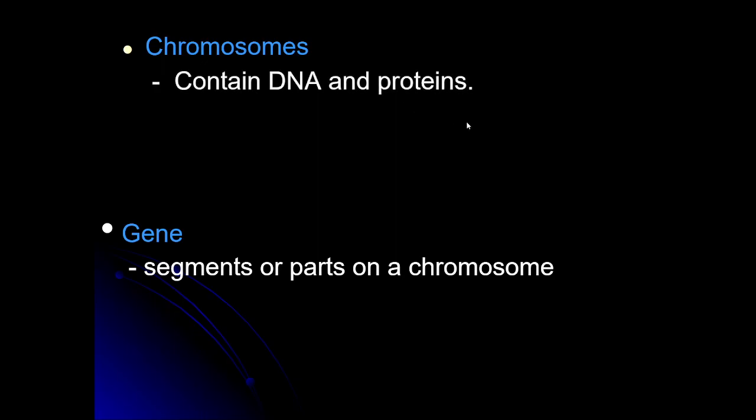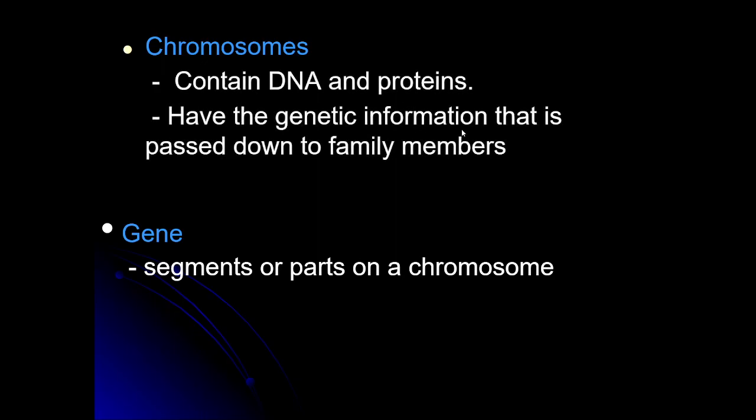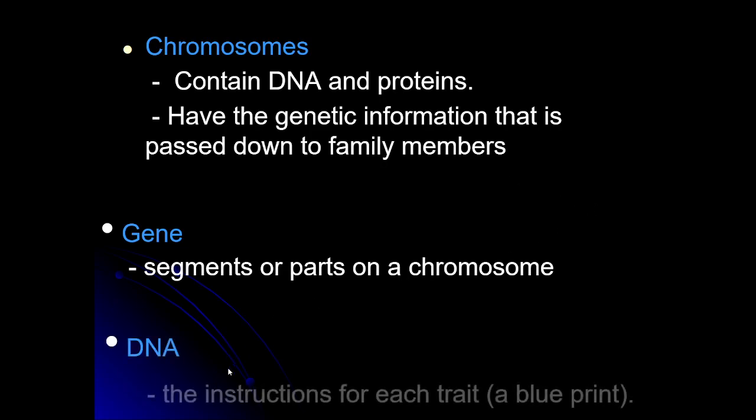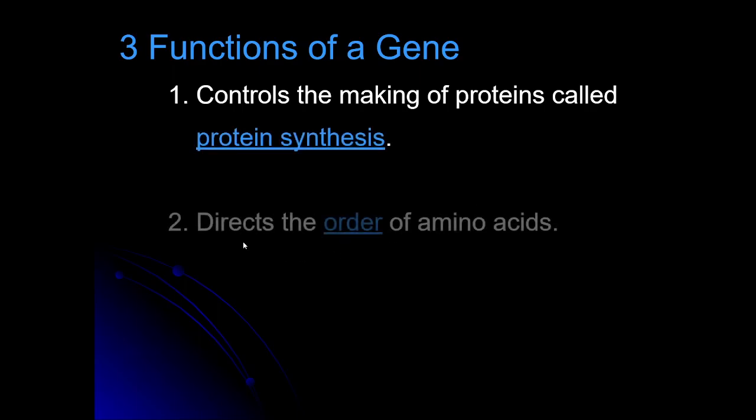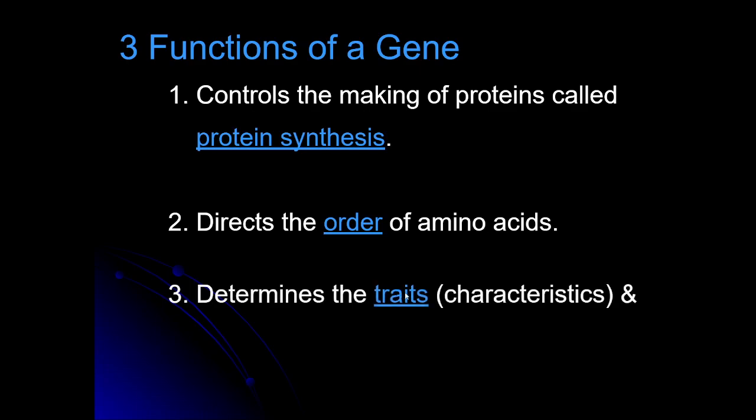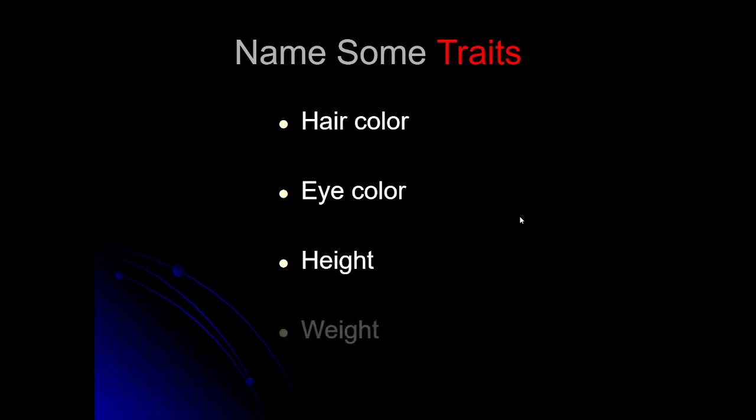Chromosomes contain DNA and proteins, and have genetic information that is passed down to family members. And DNA is the instructions for each trait. The three functions of a gene: controls the making of proteins, called protein synthesis, directs the order of amino acids, and determines the traits and function of the cell. Names of some traits: hair color, eye color, height, and weight.